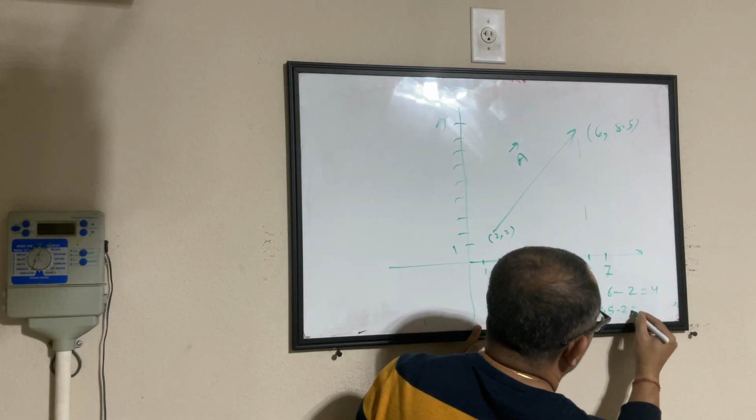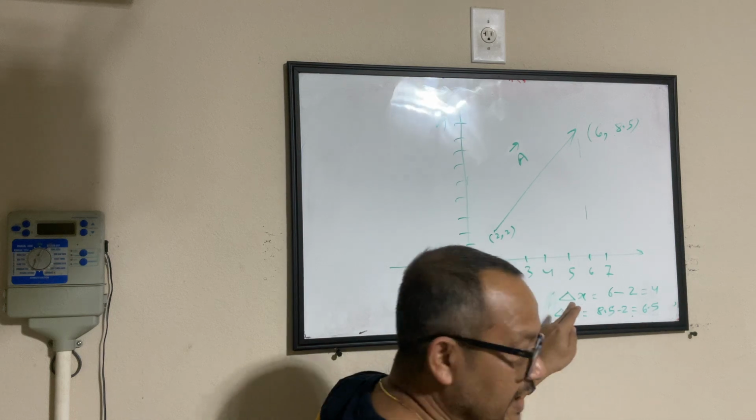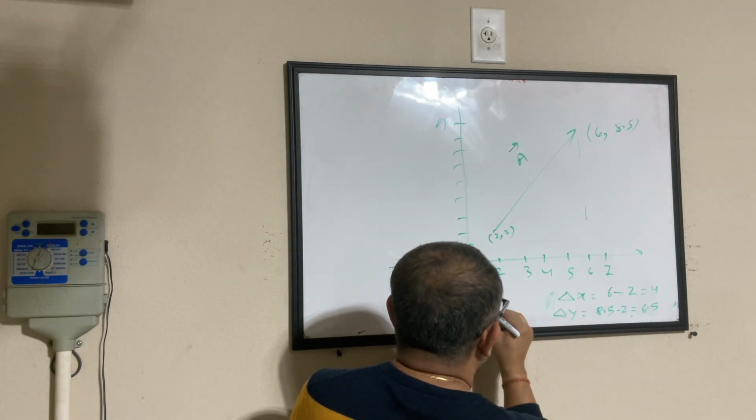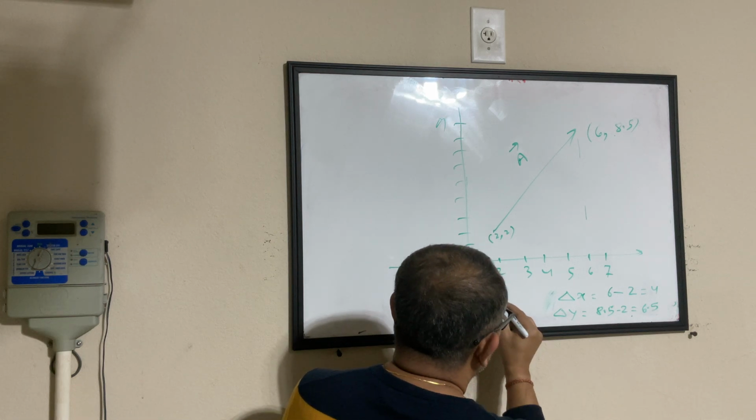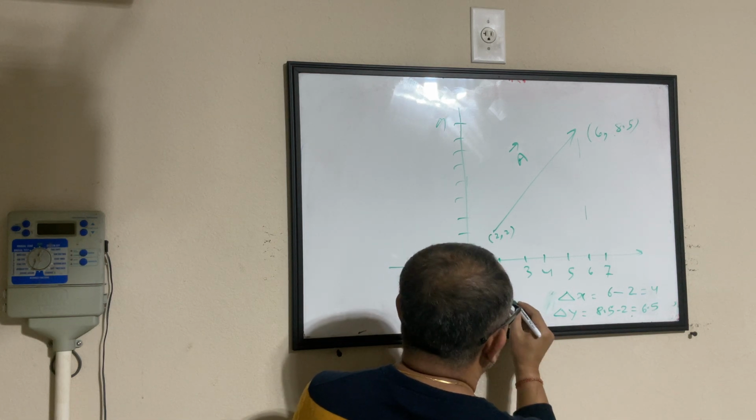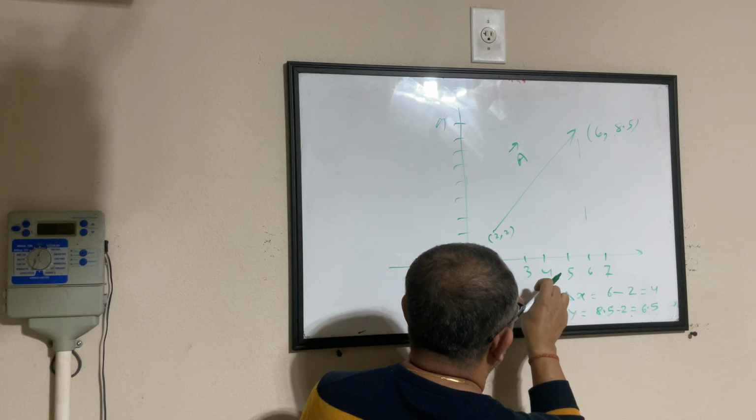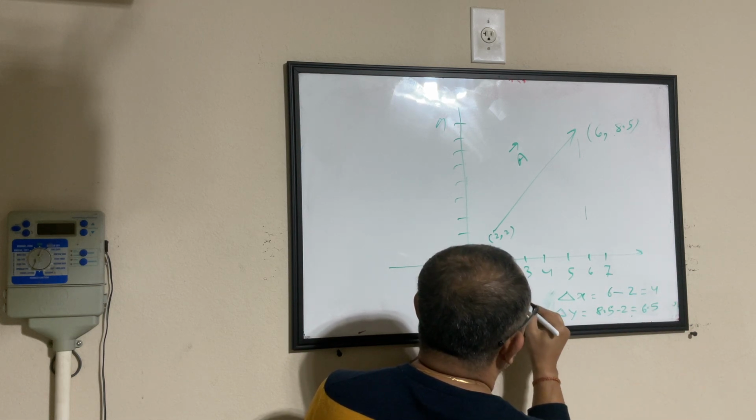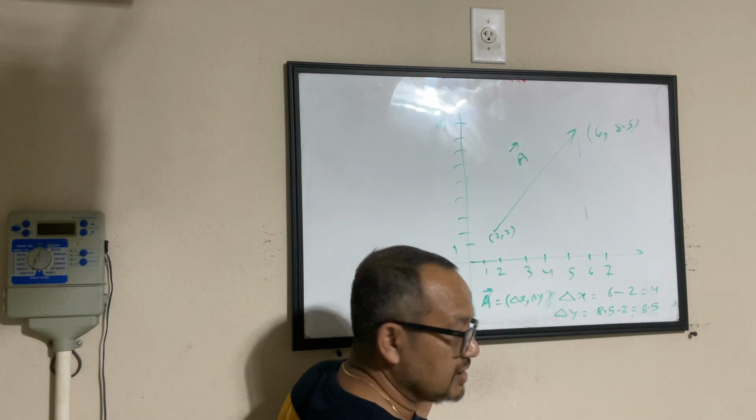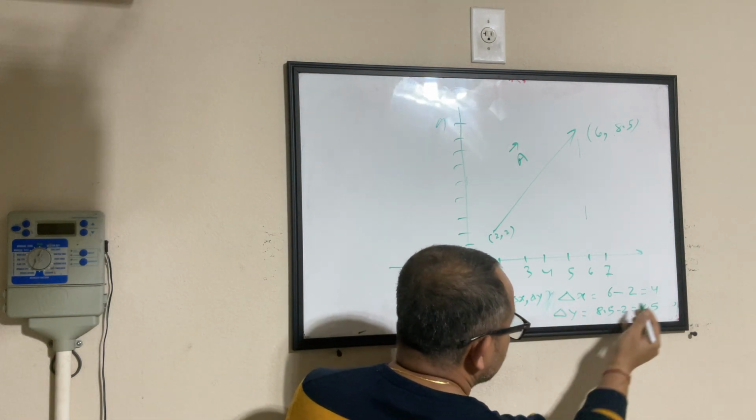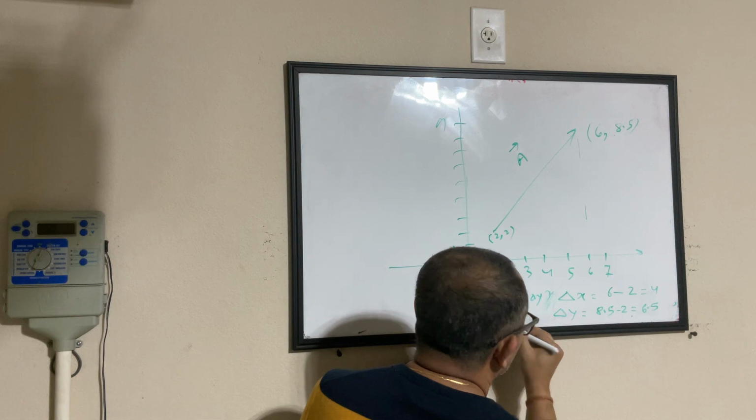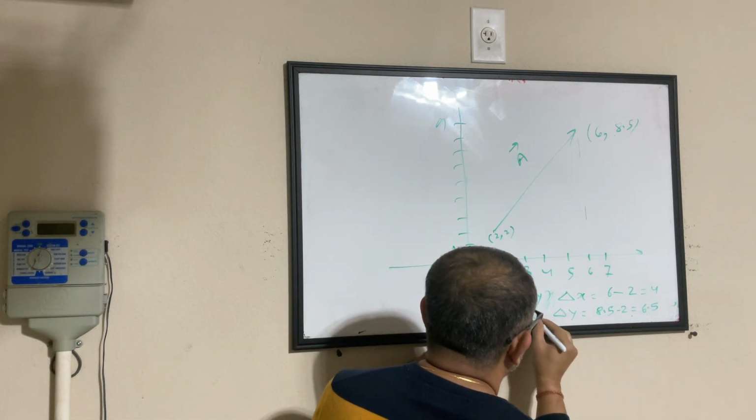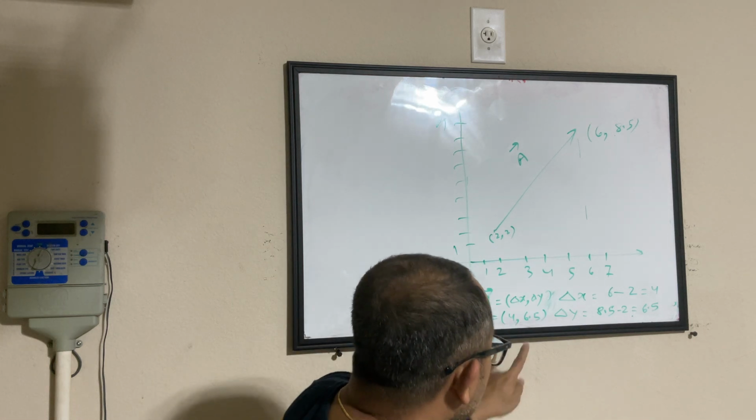8.5 minus 2, which will be 6.5. So if I have to write this vector, I will say vector A is equal to 4 delta x comma delta y. This is how you represent it. So we will say delta x is 4 and my delta y is 6.5. Okay.